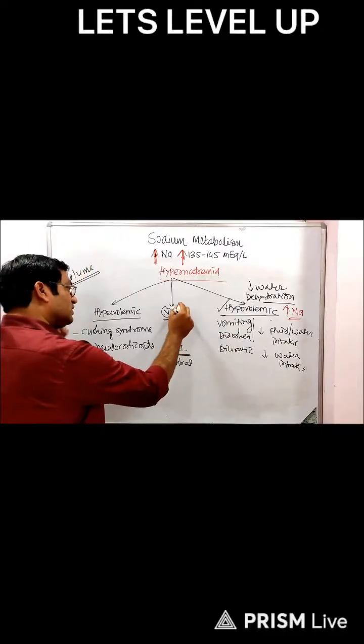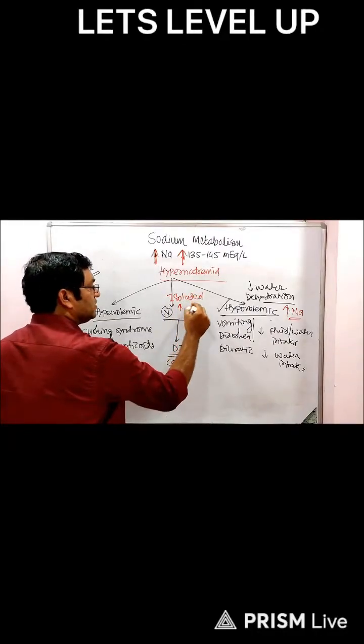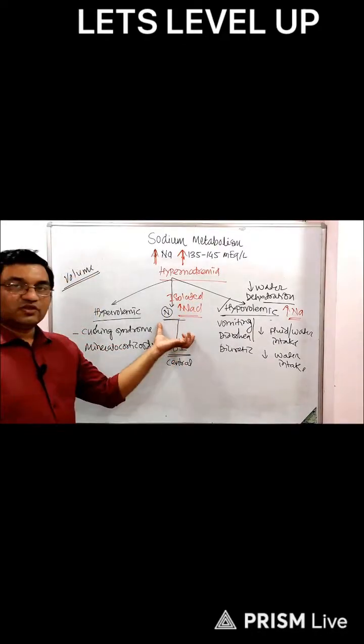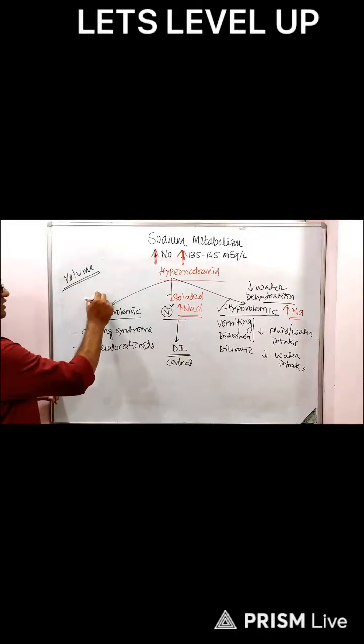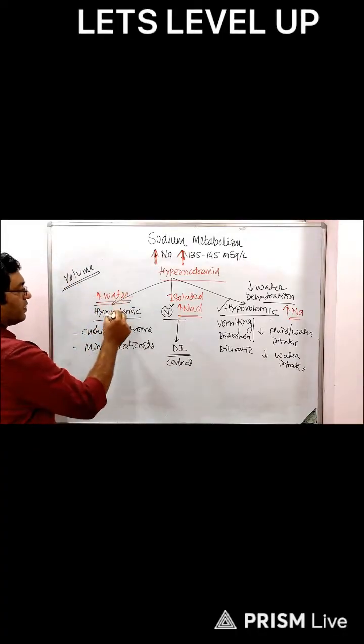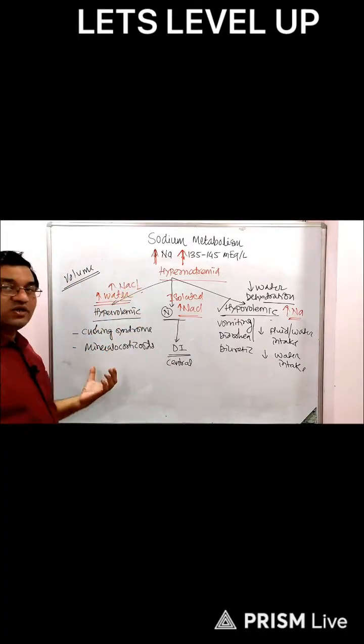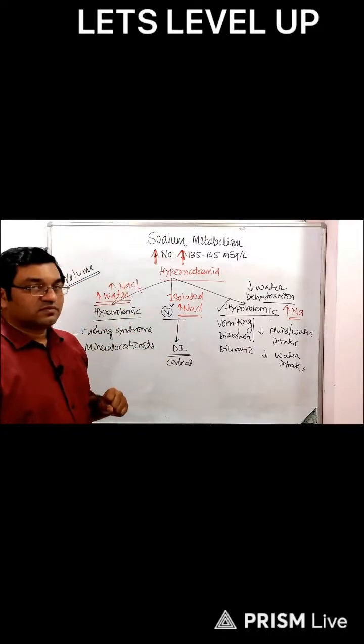Then these are the causes of isolated increase in the sodium chloride with normal volume: diabetes insipidus. And these are the causes with water excess and increase in the sodium level: Cushing syndrome, mineralocorticoids. These are the causes for hypernatremia.